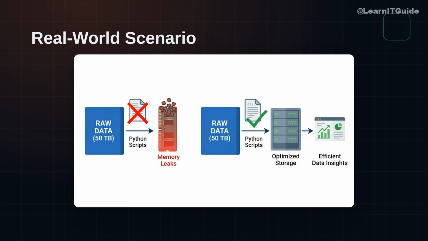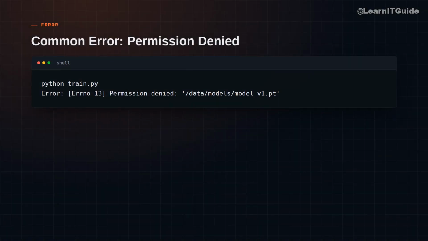This is why these Linux skills are not just theory, they are the difference between a stalled project and a successful deployment. Here is a classic mistake. You try to run your training script, but you get a permission denied error. This happens because the model output directory is owned by the root user, not your current user account.